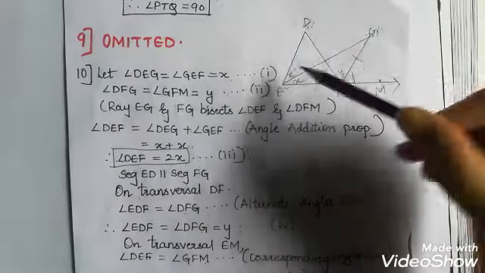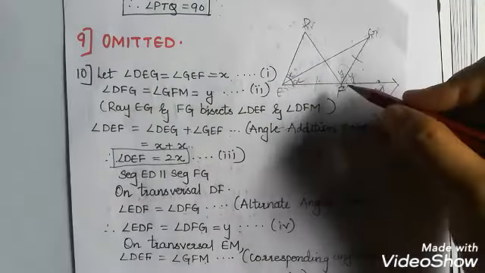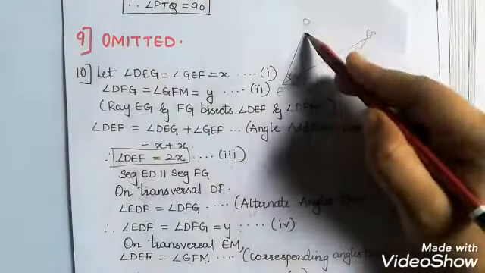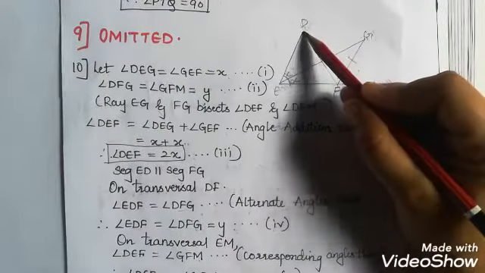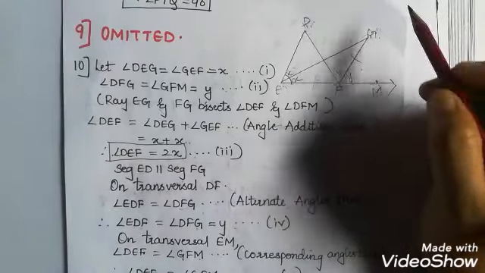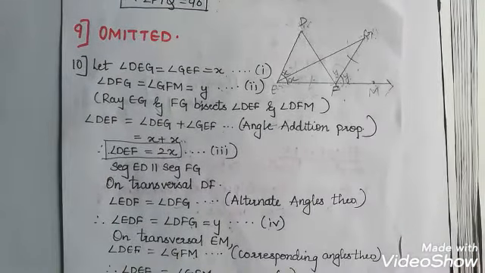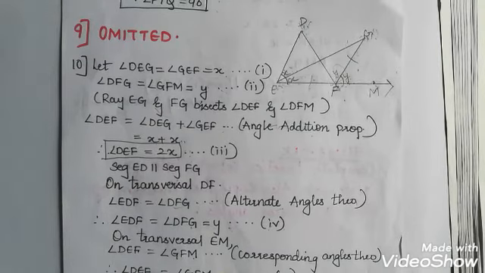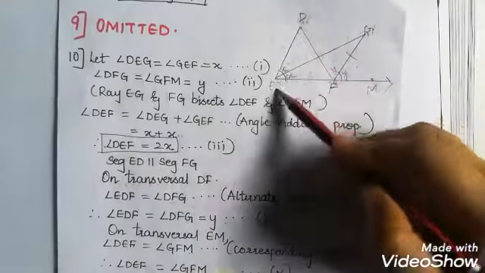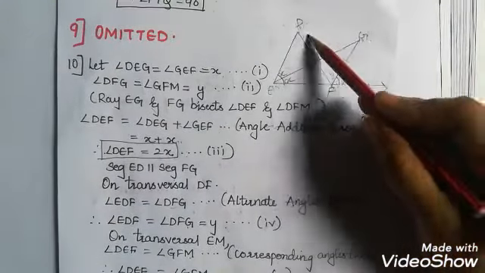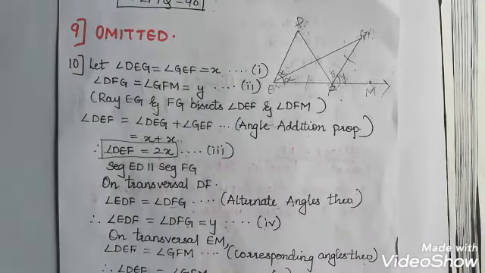DEF, this angle DEF and angle GFM. Okay, they are equal. Why are they equal? Because they are corresponding angles. So angle DEF is equal to angle GFM. I assume that is equation 5.